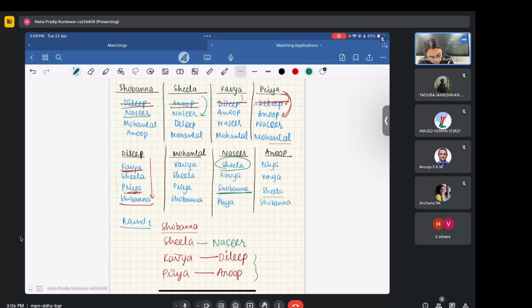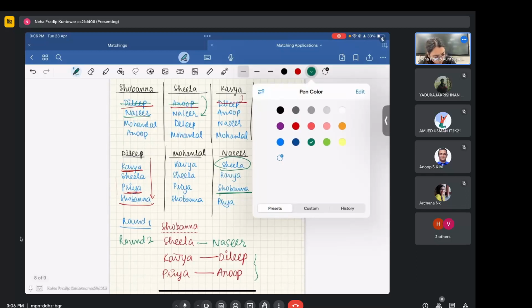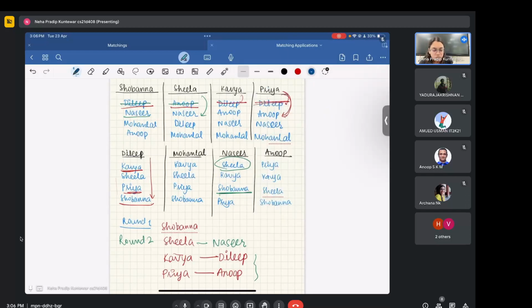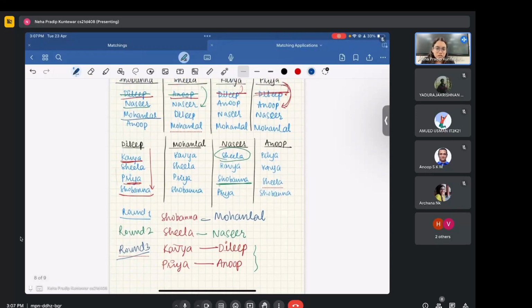Now, this was round 2. Let's do the third round. What happens in round 3? Shobana proposes to Mohanlal and he accepts because he is single. So at the end of 3 rounds, there are no single people, so nobody proposes and the algorithm stops here. This is the matching that the algorithm ends up giving.